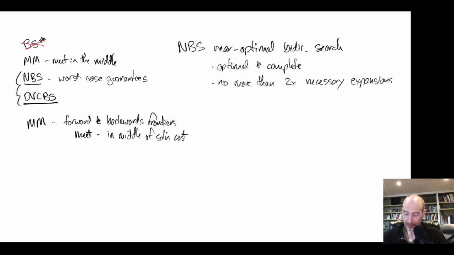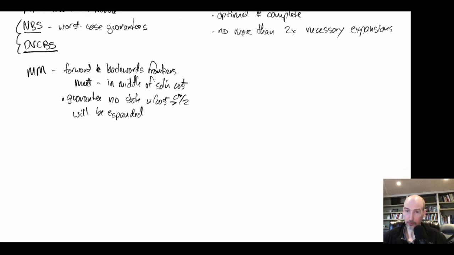And what's more, we actually guarantee that no state with cost greater than C star over 2 will be expanded in either direction. Okay. So MM gives us that guarantee. I'll just show you what MM does, and I can mention briefly why it does it. So MM just uses a priority of a state. Some state n is going to be the max of g plus h of n.